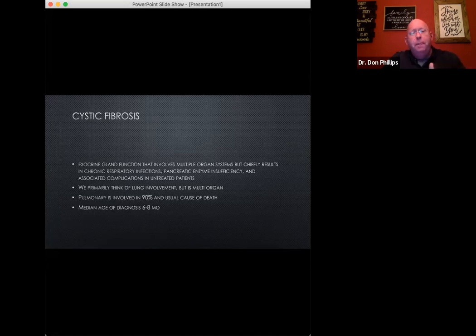Cystic fibrosis. This is a multi-organ problem. Now, we're all used to the pulmonary stuff because that's what we usually end up seeing. But just remember that this is actually a pancreatic problem primarily. And the mucus plugging and those sort of things come about as a result of other mechanisms. 90% of the people will have pulmonary disease, and that's usually what kills them. And the median age at diagnosis is 6 to 8 months. So they're usually diagnosed pretty quickly.